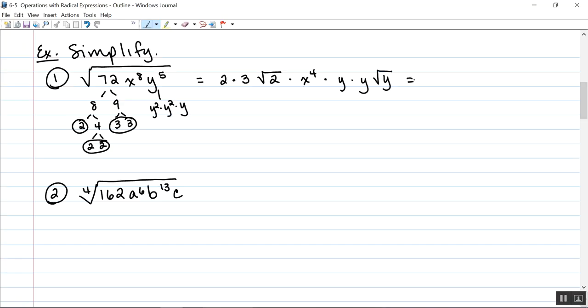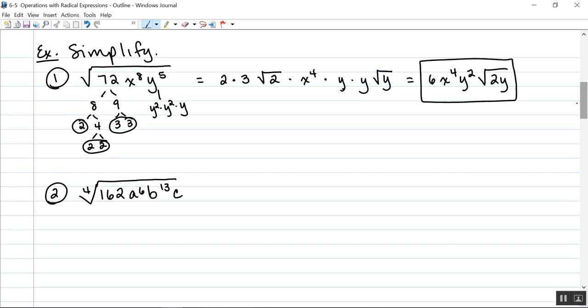So let's combine stuff. So the stuff that is out front is going to be 2 times 3, which is 6, and x to the 4th. This is going to turn into a y squared, and then the two things that are underneath are the square root of 2 and y. So I can multiply stuff underneath and then multiply the stuff out front. And there's my final answer.